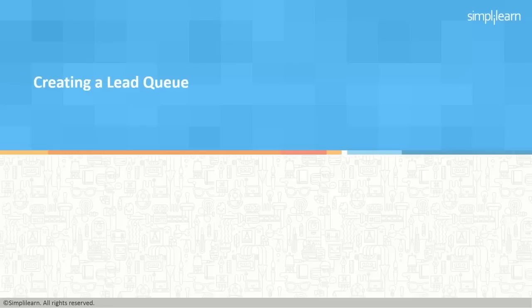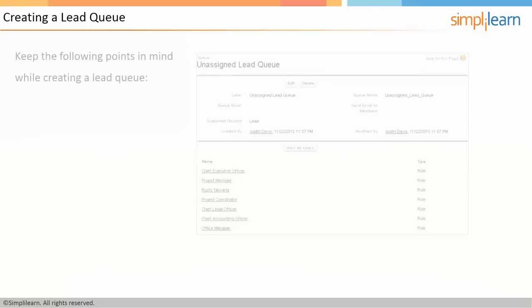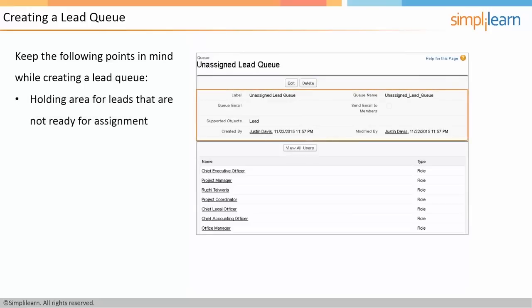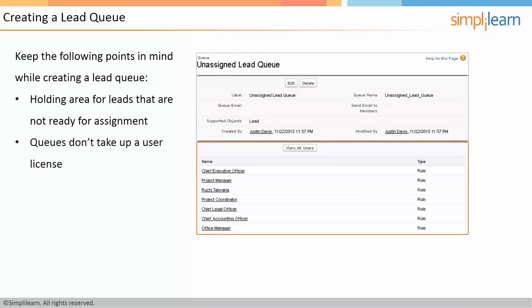So the next thing we're going to talk about here is the creation of a lead queue. Inside Salesforce, you've got users. That's a given. That's easy. Then you have what we call queues. A queue is essentially a fake user, or a stand-in user, where you can assign different records. Leads and cases tend to be the most commonly used with queues. A queue does not take up a user license. It's just a holding area.